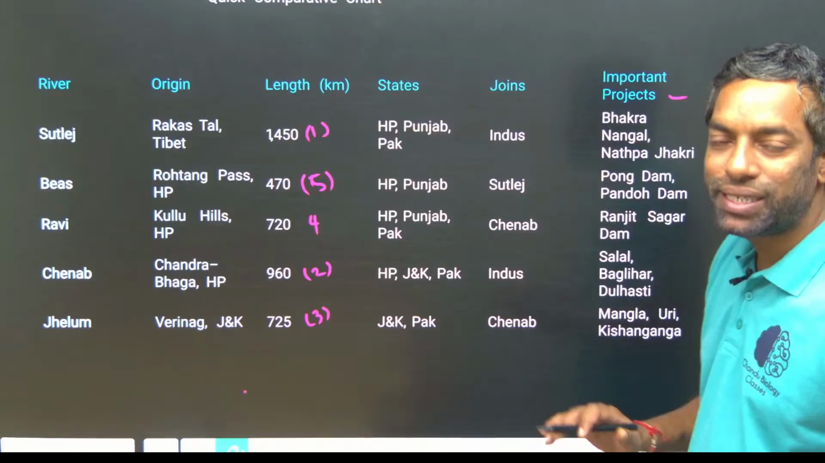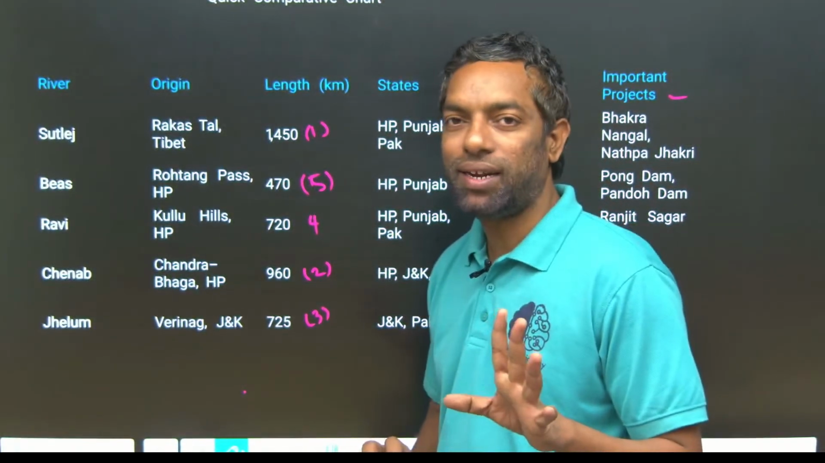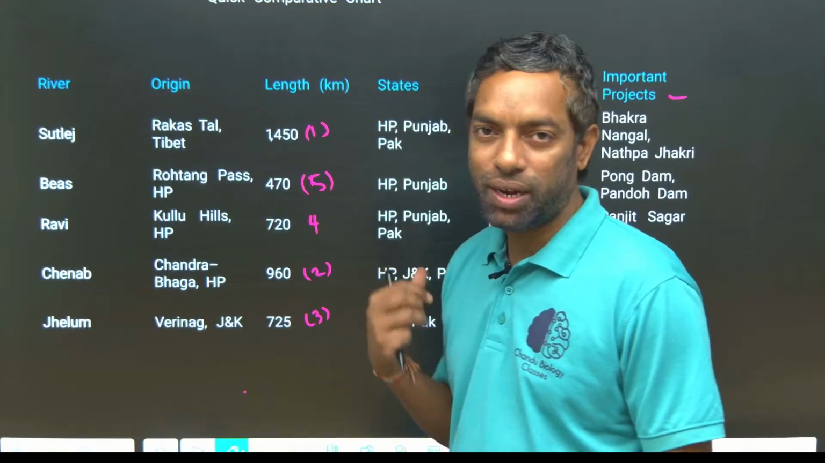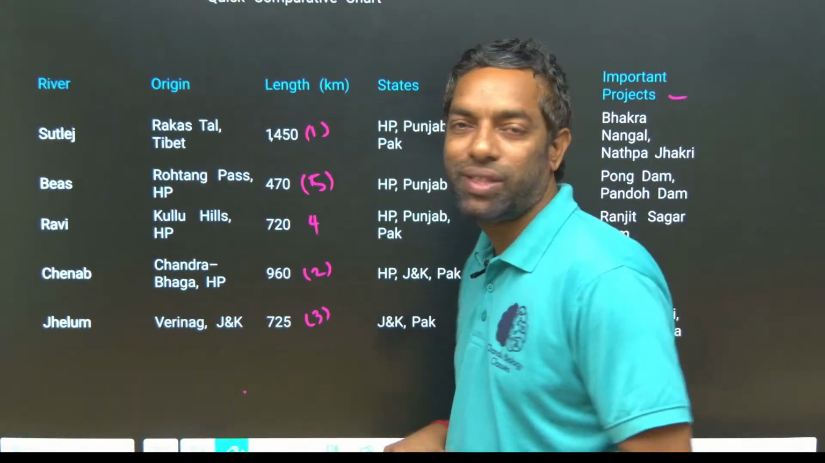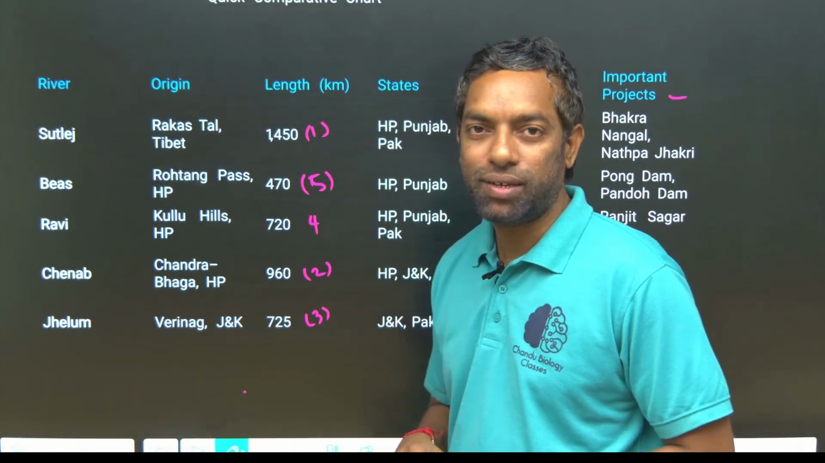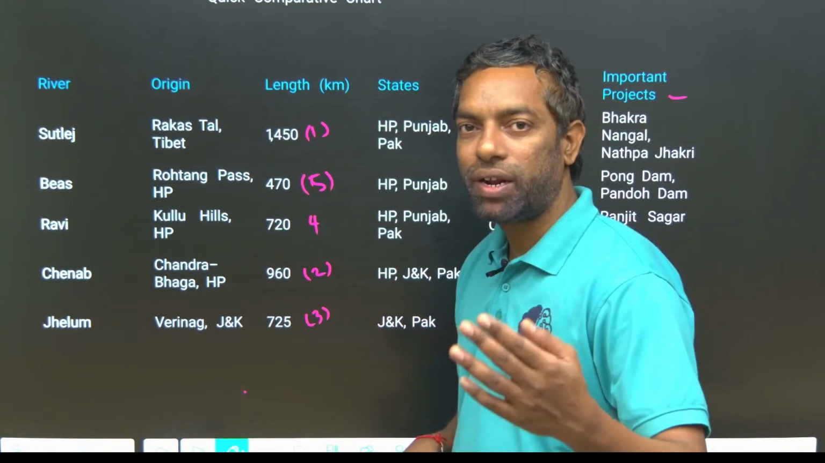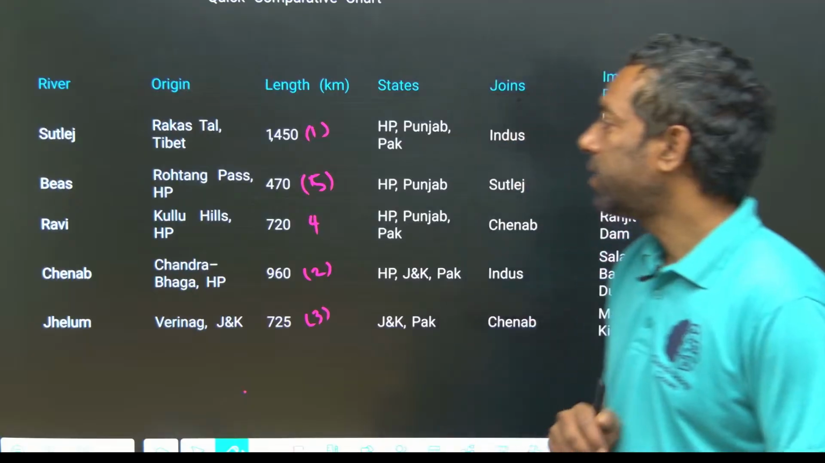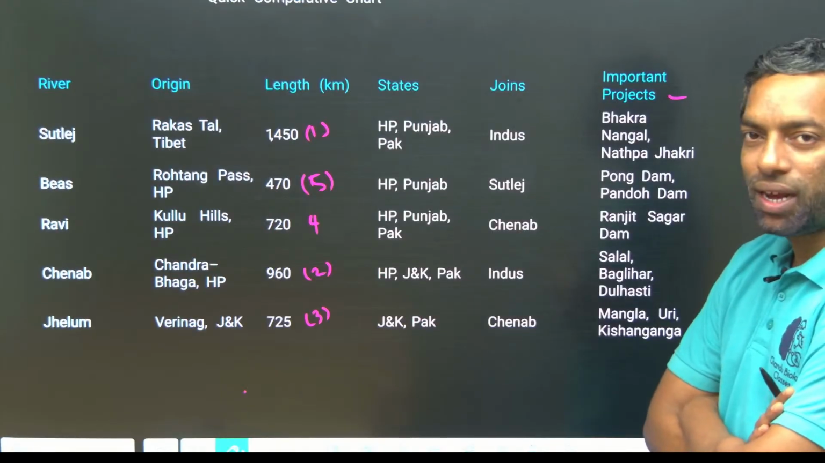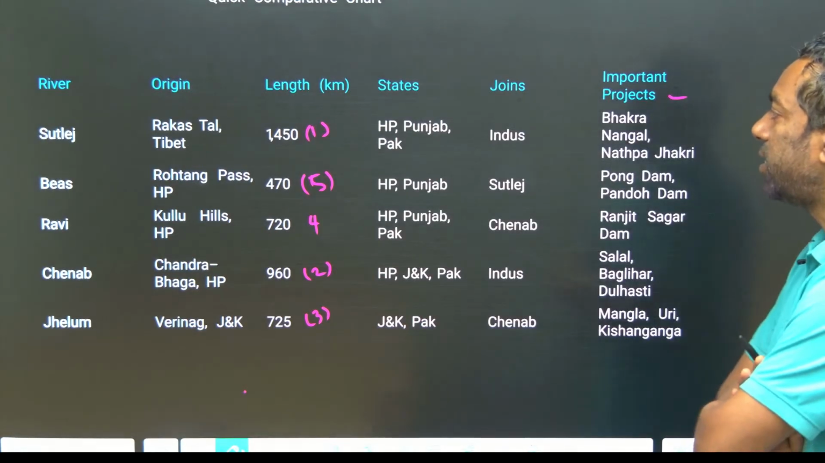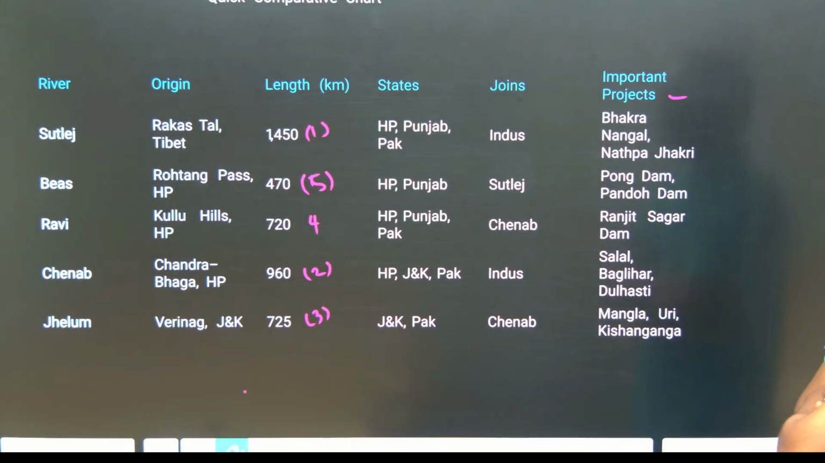This is the most important slide, guys. If you don't have time, just look here. During the exam time, for revision, you only have to look at this chart. Satluj River: origin Rakastal, Tibet, 1450 kilometers, the first longest. States covered: Himachal Pradesh, Punjab and Pakistan. It joins Indus. The most important projects are Bakra Nangal project and Nathpa Jhakri project.